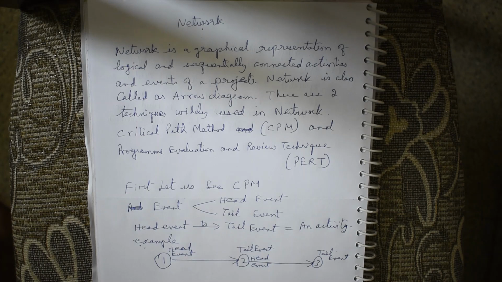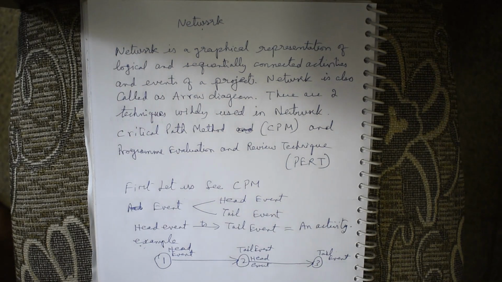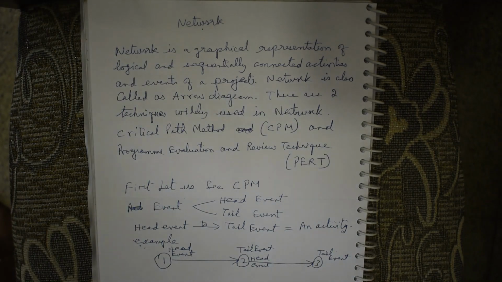The first one is the critical path method, which is referred as CPM, and the next one is program evaluation and review technique, popularly called as PERT. First, let us see CPM. In order to learn this network, we should know certain terminologies. The first terminology is event.